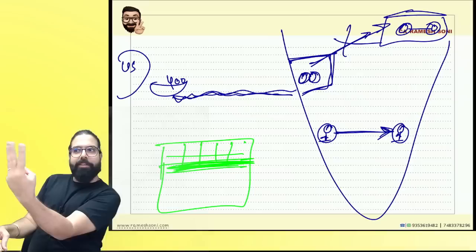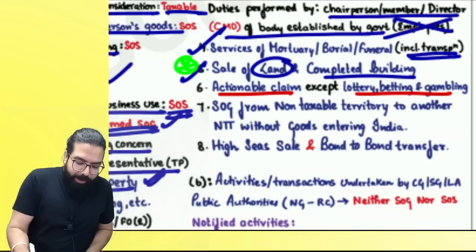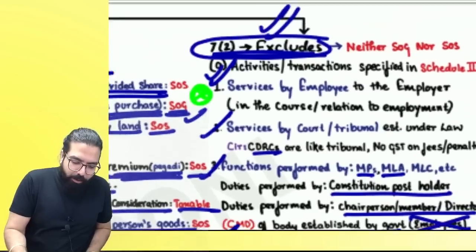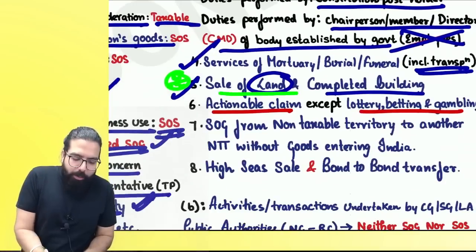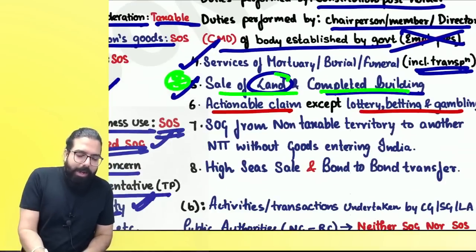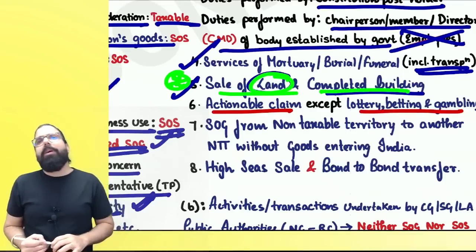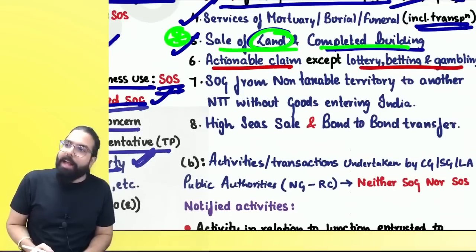Three things I told you, three circulars in this chapter. Number one, which one did I tell you, everyone? I told you about the RTA circular. Number two, the employer-employee circular. And the last one I told you about land and completed building. In the case of land, whether it is normal land or land which is leveled, with drainage pipes, etc. put in, still it is sale of land only. Can I go ahead, everyone?